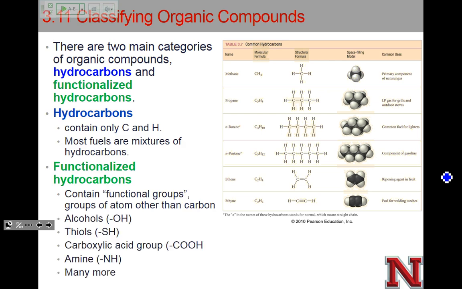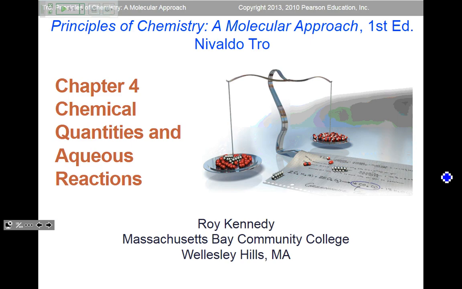Functional groups can be alcohols, thiols, carboxylic acids, amines. There's a lot more. You don't need to memorize them now. You're going to learn that a lot more later on. So that's where we're going to stop today. We're going to start with Chapter 4.